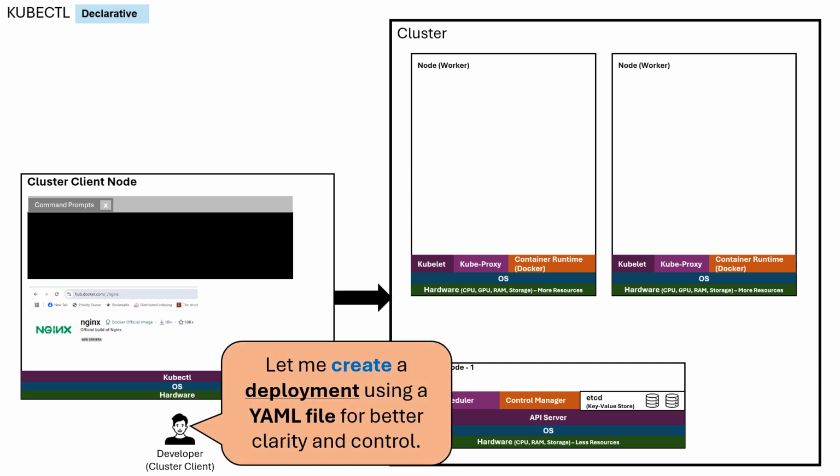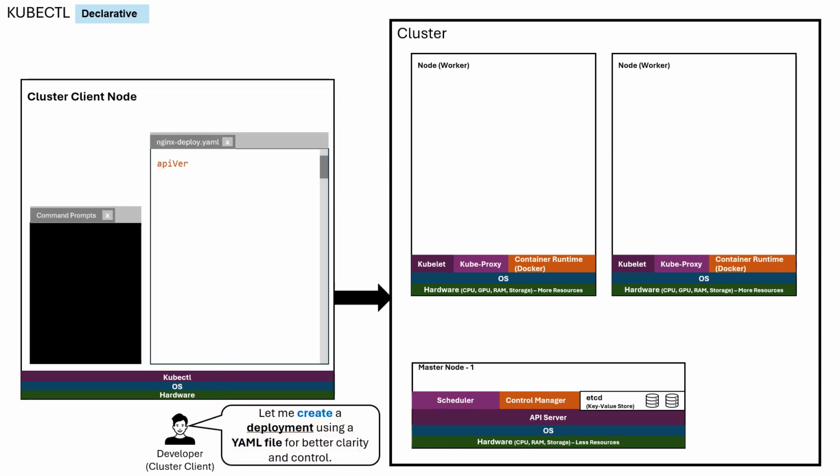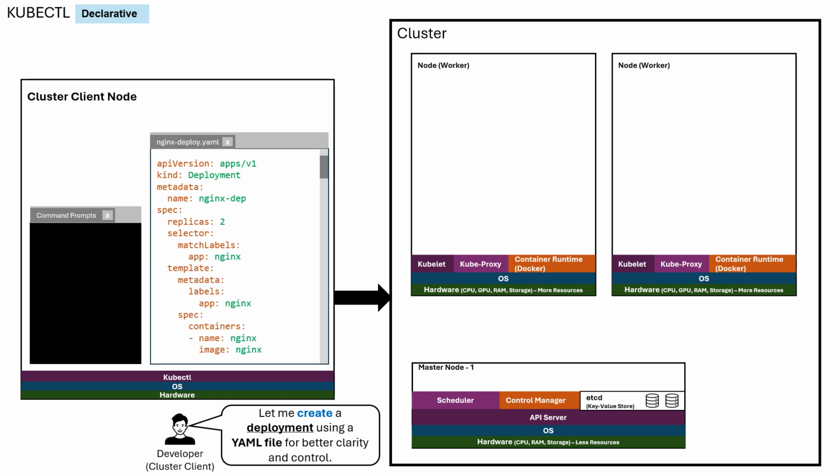Let me create a deployment using a YAML file as an example. Here's what the file might look like. To apply this deployment, you'd save it as nginxdeploy.yaml and run kubectl apply -f nginxdeploy.yaml. Let me first show you how the YAML file looks.